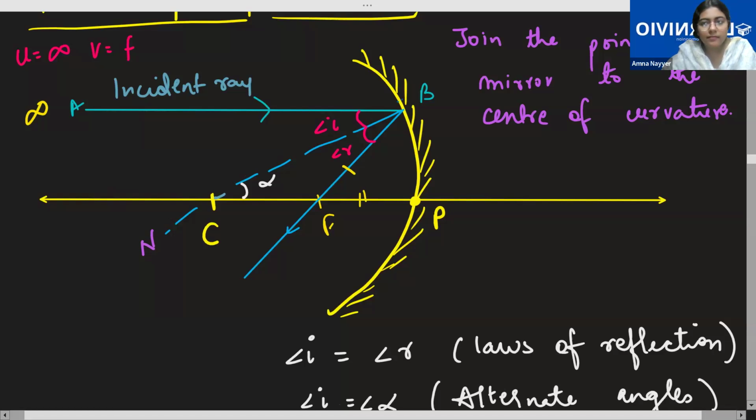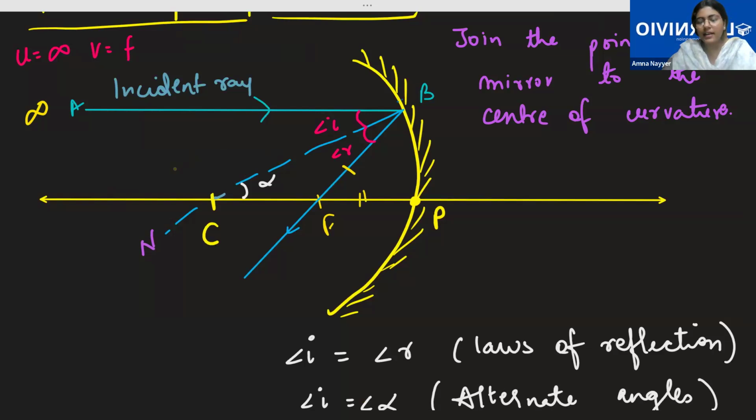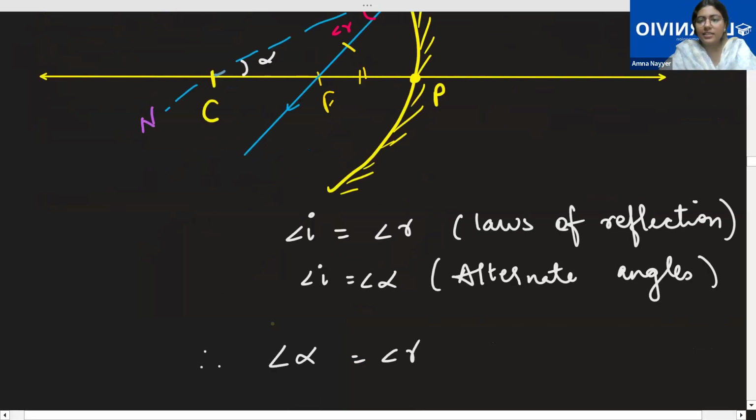What kind of triangle is this triangle BCF? Right angle triangle. Not right. Where is 90 degrees formed? Using this concept, focus on this. Alpha is equal to R. It's a triangle.